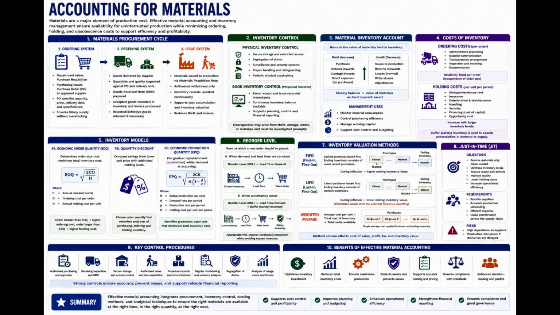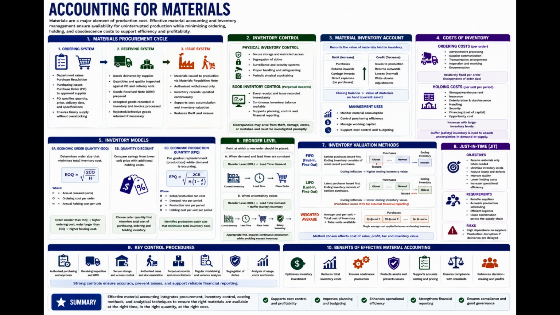Under such circumstances, production simultaneously replenishes inventory while demand depletes it, reducing average inventory levels and associated holding costs. The resulting economic production quantity, EPQ, model adjusts EOQ calculations to reflect gradual replenishment and identifies the production batch size that minimizes total inventory costs. To avoid inventory shortages, organizations establish reorder levels, representing the inventory level at which a new purchase order should be placed. Where demand and lead time remain constant, appropriate reorder levels ensure continuous production while preventing unnecessary inventory accumulation.